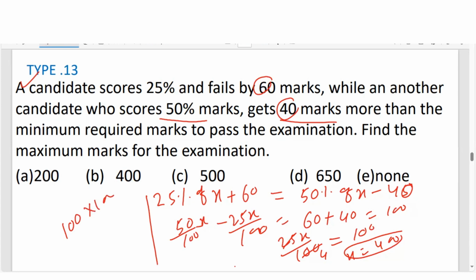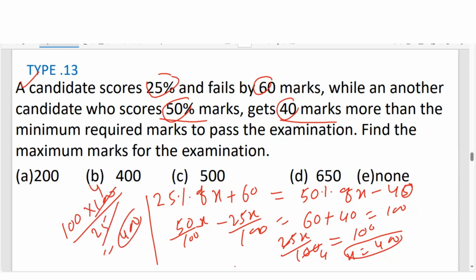into 100. Now you see, what percentage is he getting the first time? 25%. The second time 50. So take the difference of the percentage. So 50 minus 25 is 25.